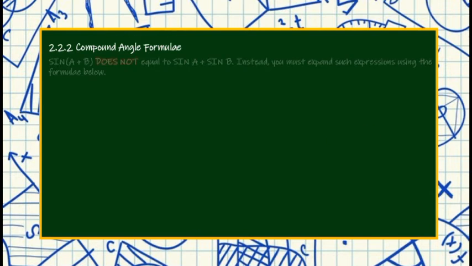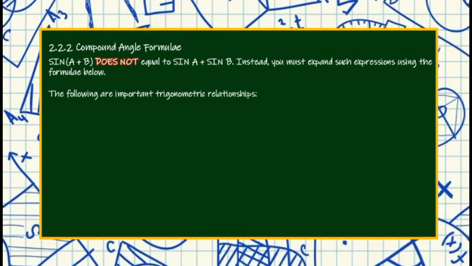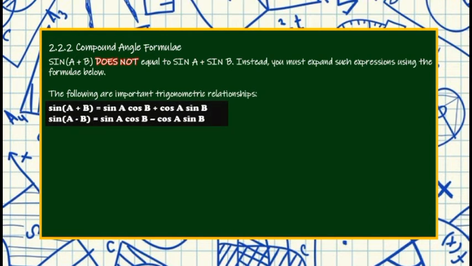Compound angle formula. In compound angle formula, we need to understand that sin(A + B) does not equal sin A + sin B. Instead, we must expand such expressions using the formula. These are the important trigonometric relationships. sin(A + B) = sin A cos B + cos A sin B, and sin(A − B) = sin A cos B − cos A sin B.